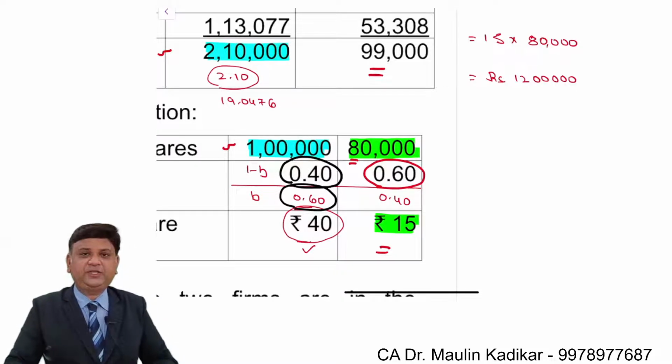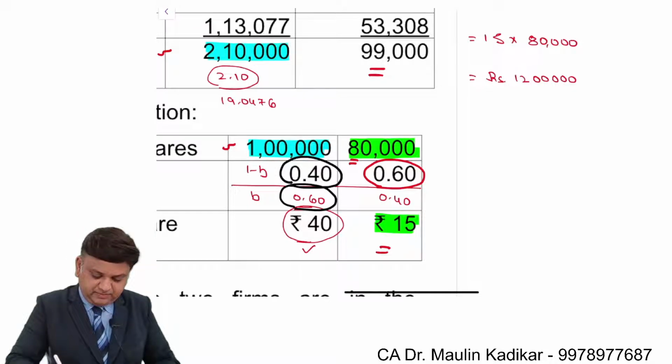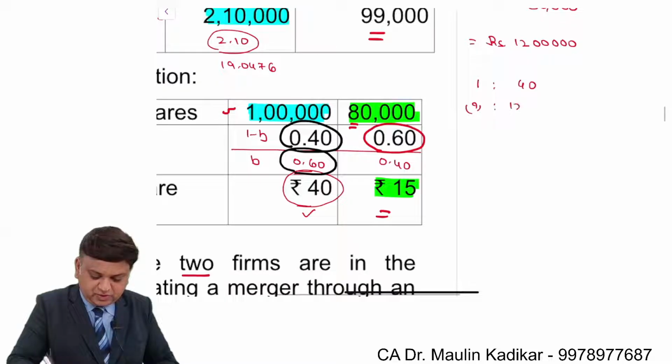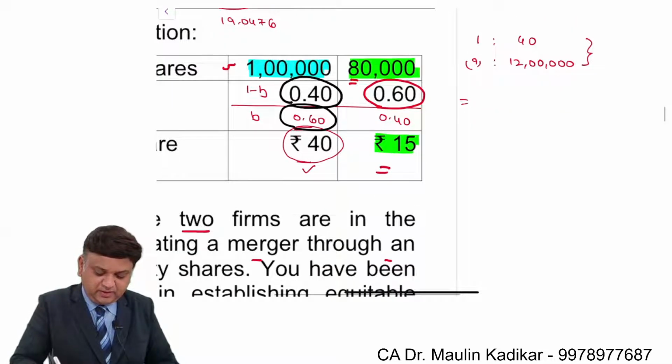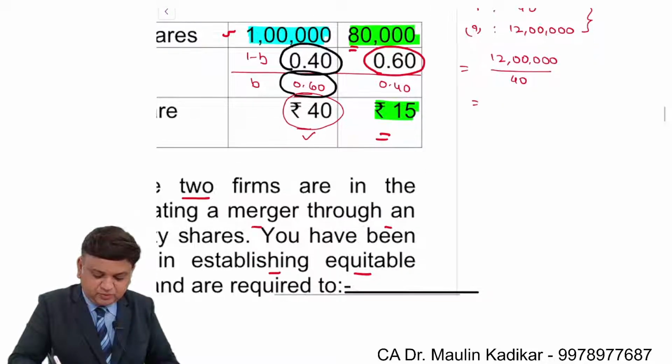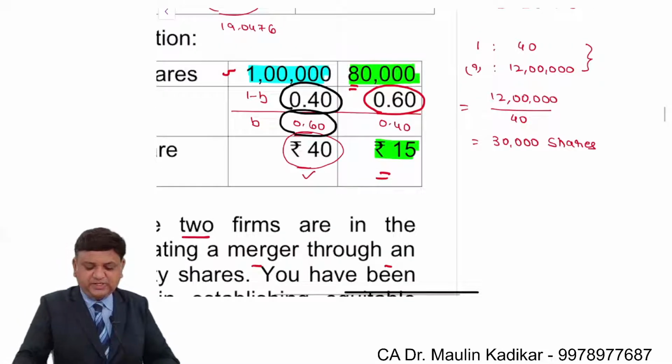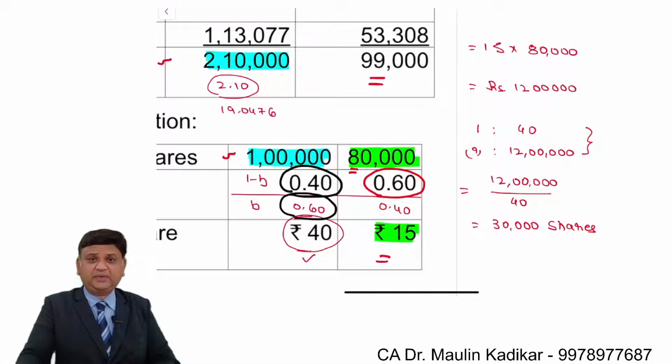The market price of the acquiring company share is 40 rupees, which means one share is equal to rupees 40. So how many shares are required to be issued for discharging the consideration of 12 lakhs? That is the question, and the answer is very simple. 12 lakhs divided by 40 comes to 30,000 shares. So this is the number of shares that will be issued by the acquiring company for acquisition of the target company.